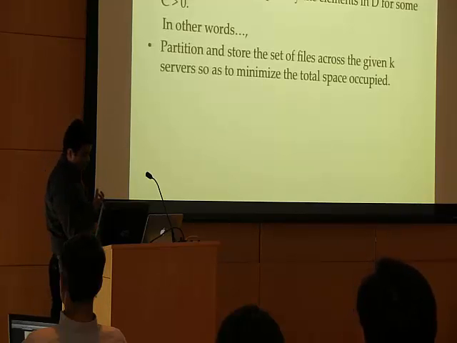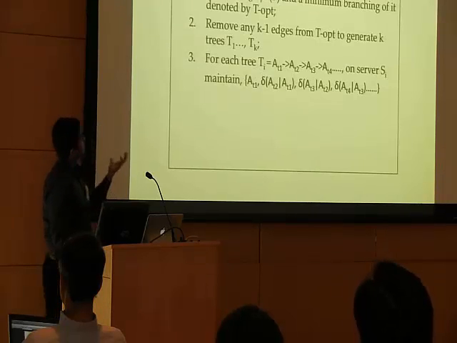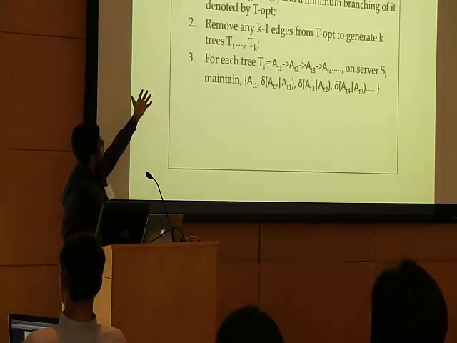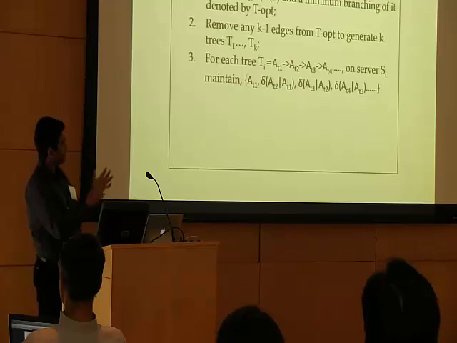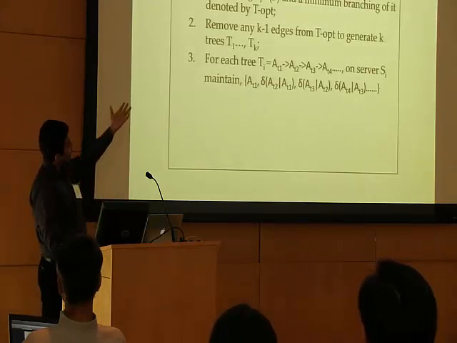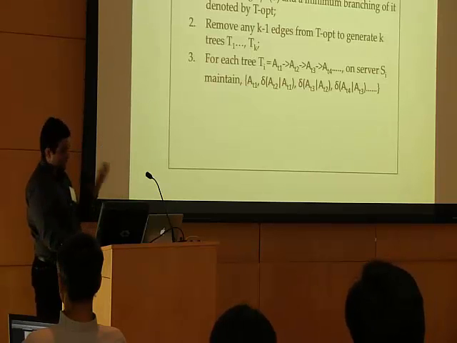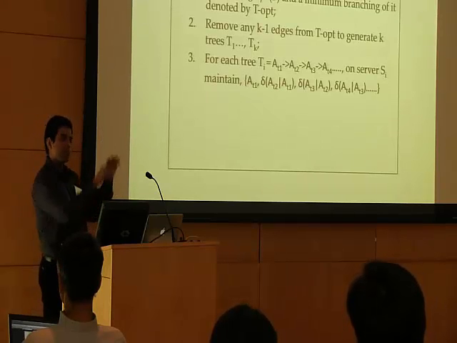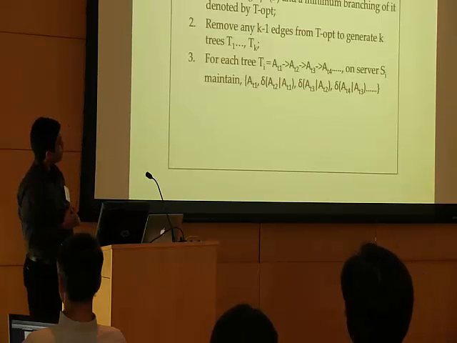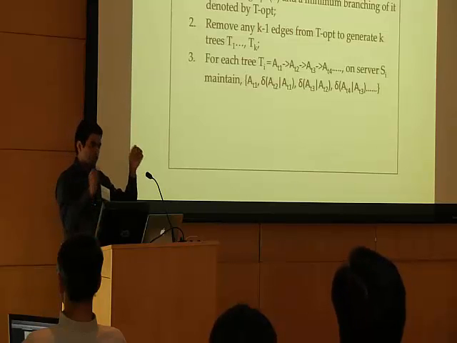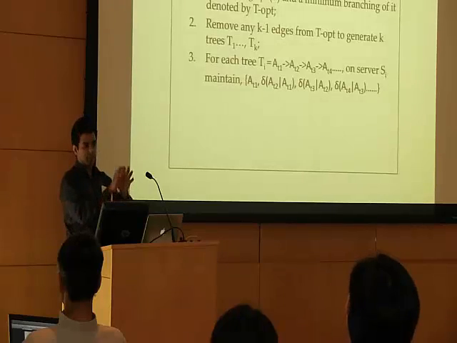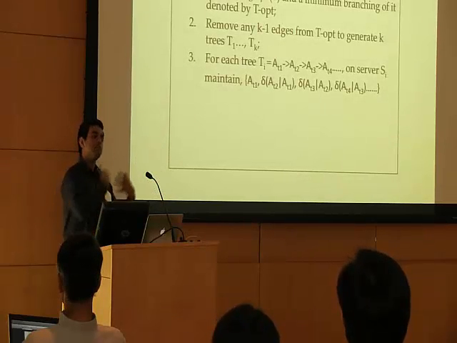Now, how do I do it? This is our algorithm. The input is the given set of files. The first step is you generate the graph corresponding to the differences between these files, and then you generate the minimum branching of it. Like I said before, the minimum branching tells me the most efficient way in which I can store them just using the delta encoding operator. And now, given the graph, to create k partitions out of them, I can just trivially remove k-1 edges to generate k subtrees and place them on the servers.